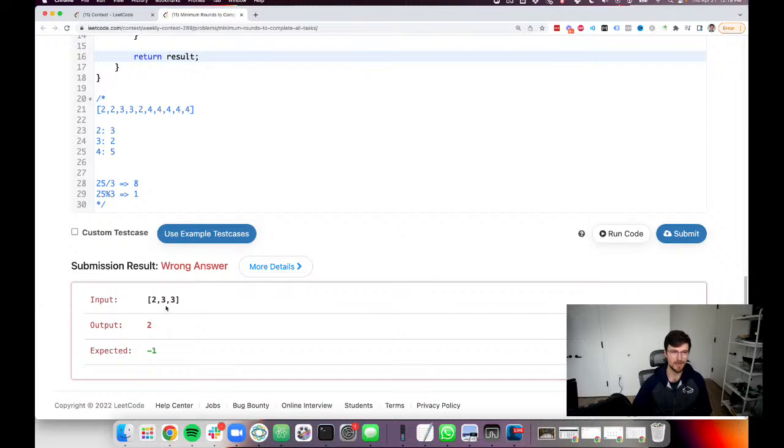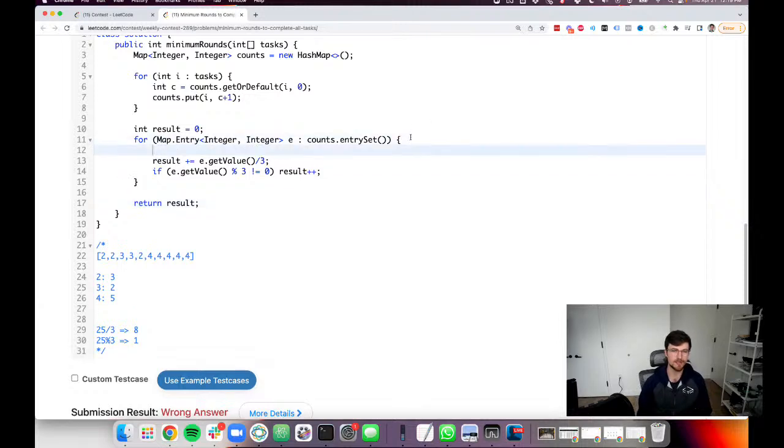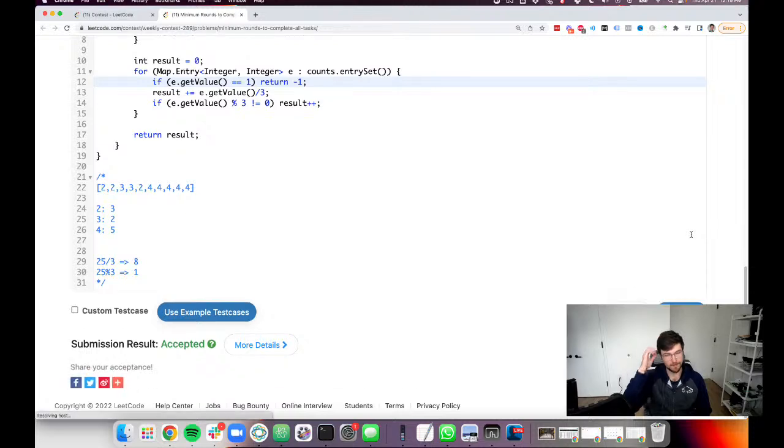cases here. Oh yeah, so I didn't handle this where what I should have said is actually if e dot get value, like if the value is ever equal to 1, then our result is invalid. So I should just return -1, right? I can immediately break out of it if that result is equal to 1, right? So, okay, that worked there.